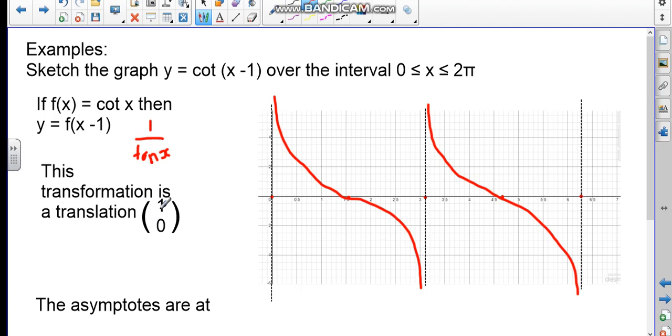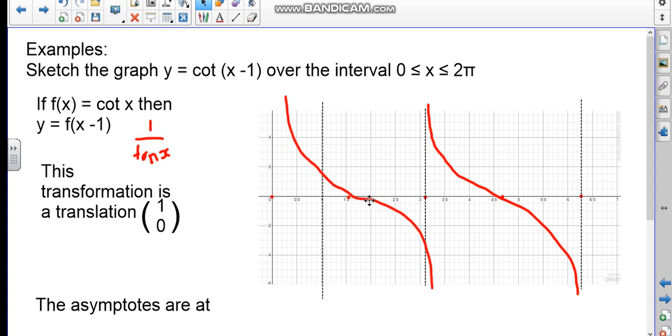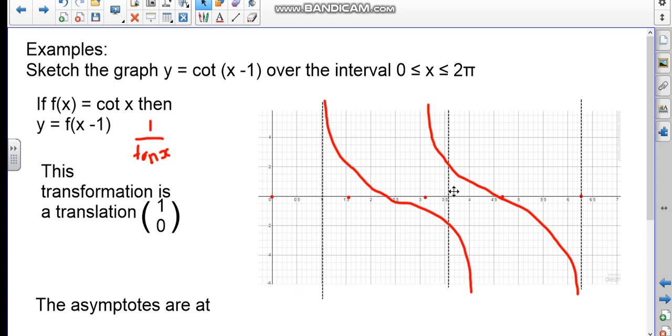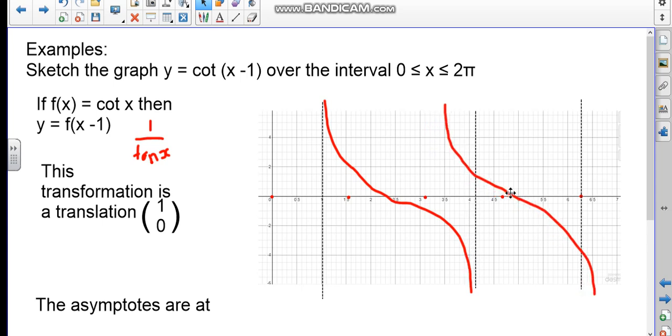Okay, I now need to translate that 1, 0. Now with this, remember it's not just the graph that translates, the asymptotes translate as well. So this asymptote is going to move across to 1, and then this graph is going to move across there, which means where it crosses the x-axis is going to change. This asymptote here, which is at pi, or 3.142, is going to move across to 4.142, and then the graph will move, and so on. So this will move as well, but it's going to be outside our range.